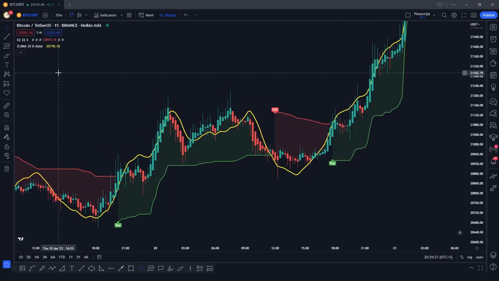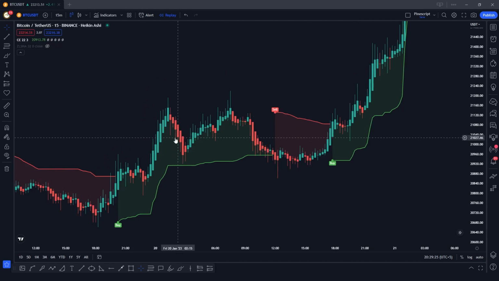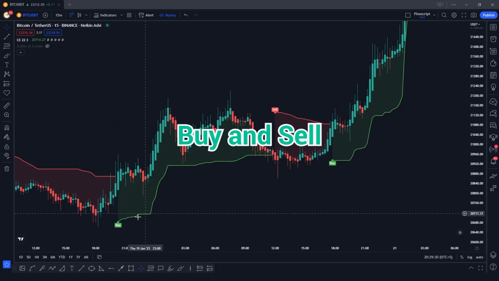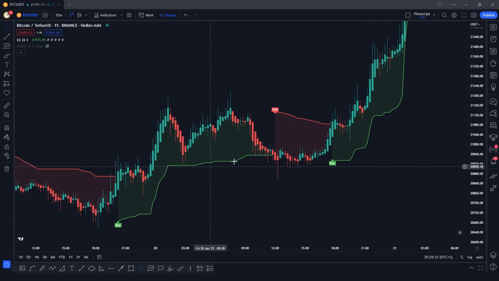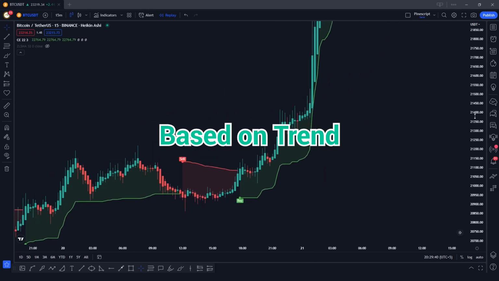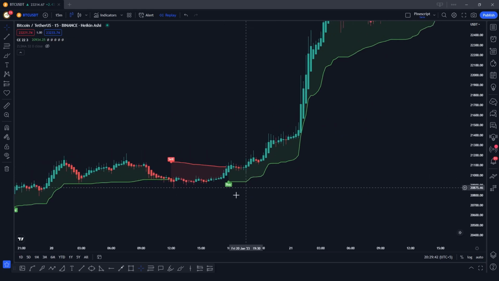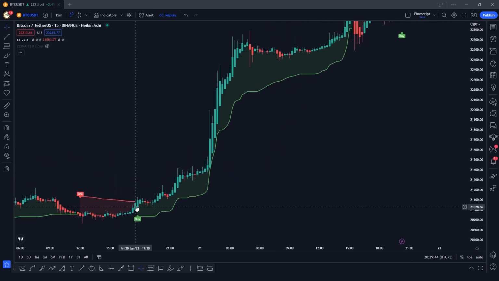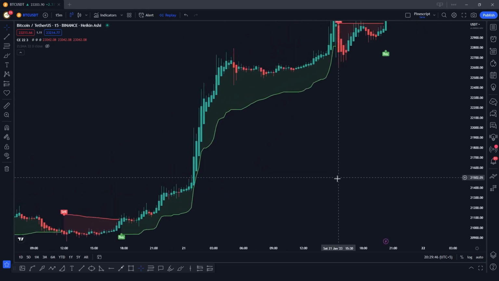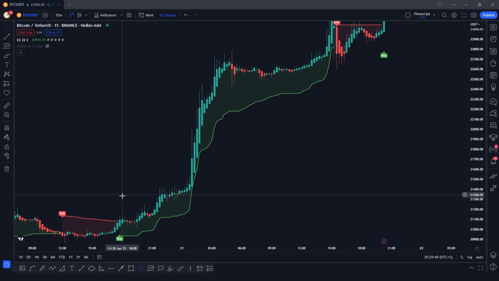Now if I hide the ZLSMA indicator for a moment, as you can see, this Chandelier Exit Indicator is a simple buy and sell indicator, which gives us buy and sell signals based on the average true range, or ATR, period of the chart. Now this indicator is heavily based on the trend. As you can see in this case, this indicator gave us a buy signal at the close of this candle and a sell signal here. So we can open our position at the close of this candle and we can take profit at the close of the next sell signal.